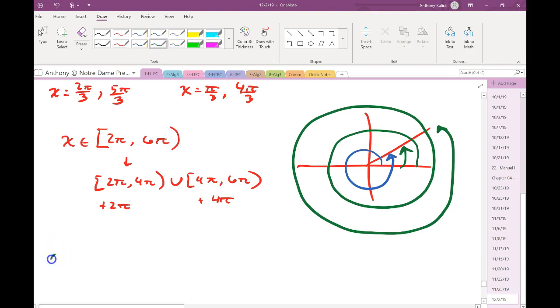So let's do another one then. I told you all you had to do was add 2 pi to your answers and 4 pi to your answers. Okay? And that'll give you all the answers that you need. So what ranges do you want to do then? That's fine. Everybody okay here?